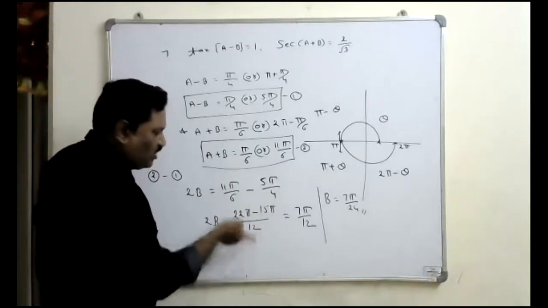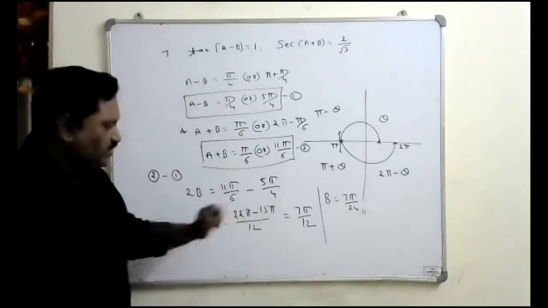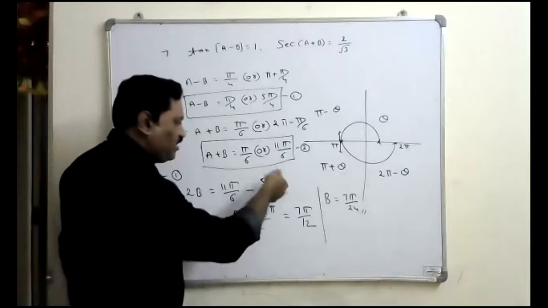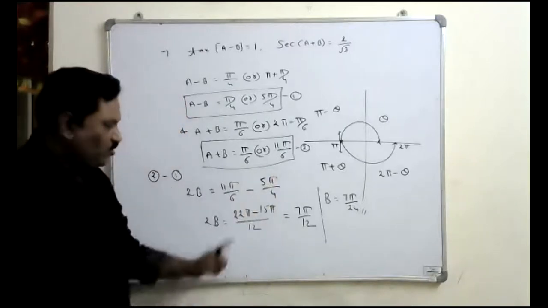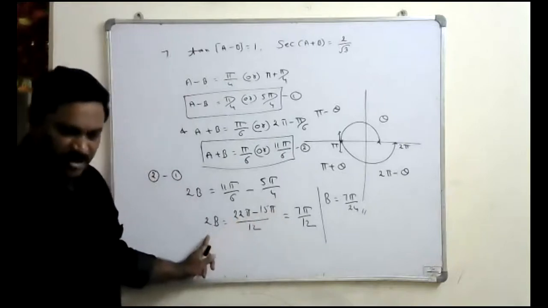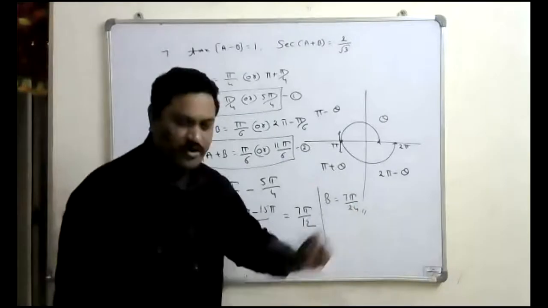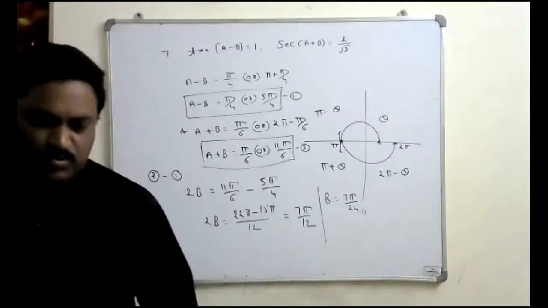6 2s are 12, 2 11s are 22, minus 4 3s are 12, 3 5s are 15. 22 minus 15, that is 7 pi by 12, which is the value of 2b. Divided by 2, then b is equal to 7 pi by 24, which is the least value. Okay, take that.